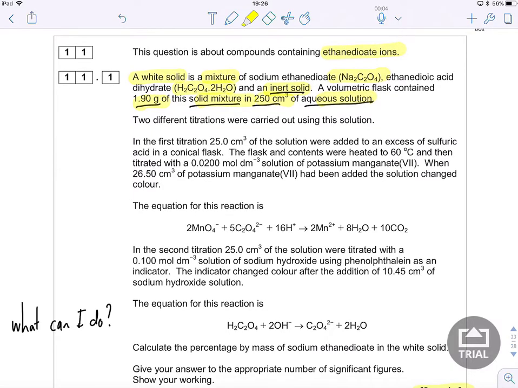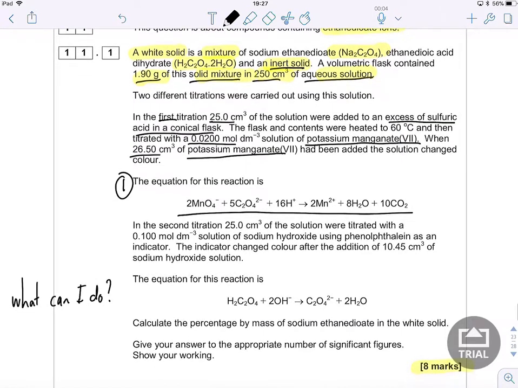In the first one, 25 cubic centimetres of the solution were added to an excess of sulfuric acid in a conical flask. The flask and contents were heated to 60 degrees C and then titrated with 0.02 mole per cubic decimetre of potassium manganate. When 26.50 cubic centimetres of potassium manganate had been added, the solution changed colour. The equation for the reaction is that. So in this reaction, the manganate is reacting with ethanedioate ions.